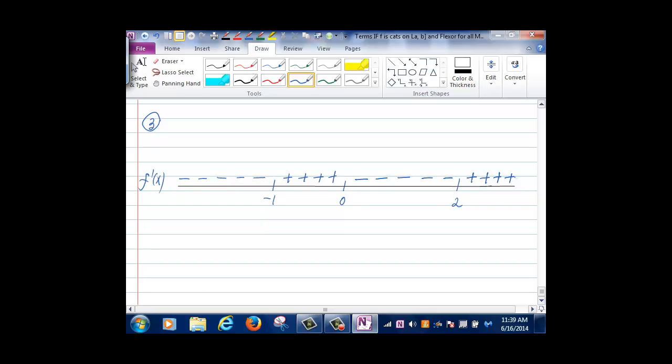So what do we have? We have that the function is decreasing up to -1. After -1 up to 0, it's increasing. From 0 to 2, it's decreasing, and from 2 to infinity, it's increasing, right?